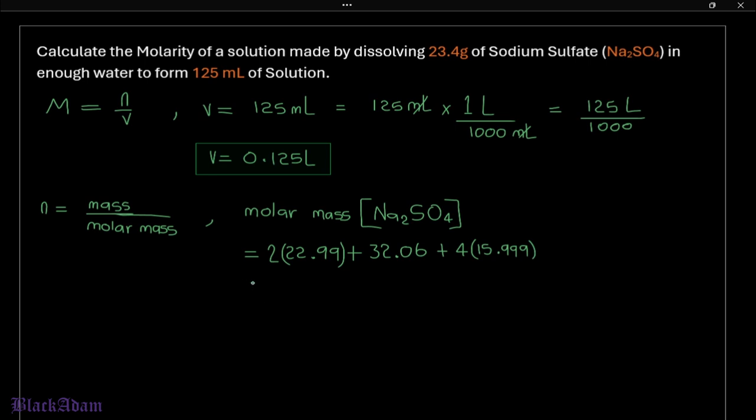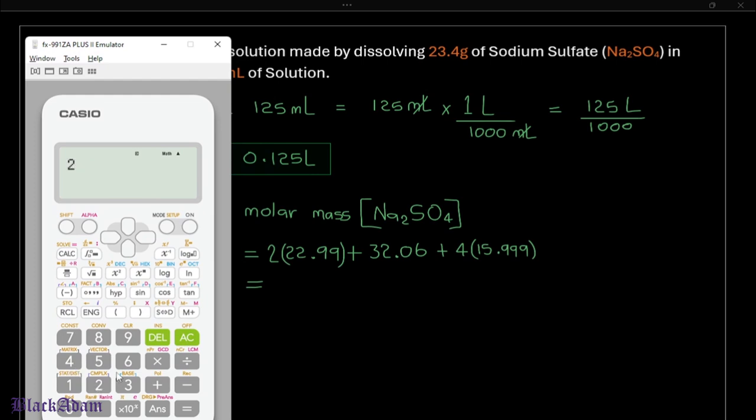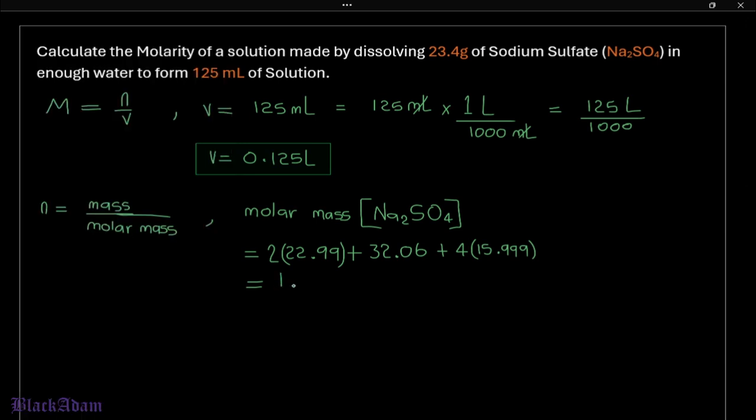And then we're going to use a calculator. We're going to say 2 multiplied by 22.99 plus 32.06 plus 4 multiplied by 15.999. That gives us 142.036. So that is gram per mole.